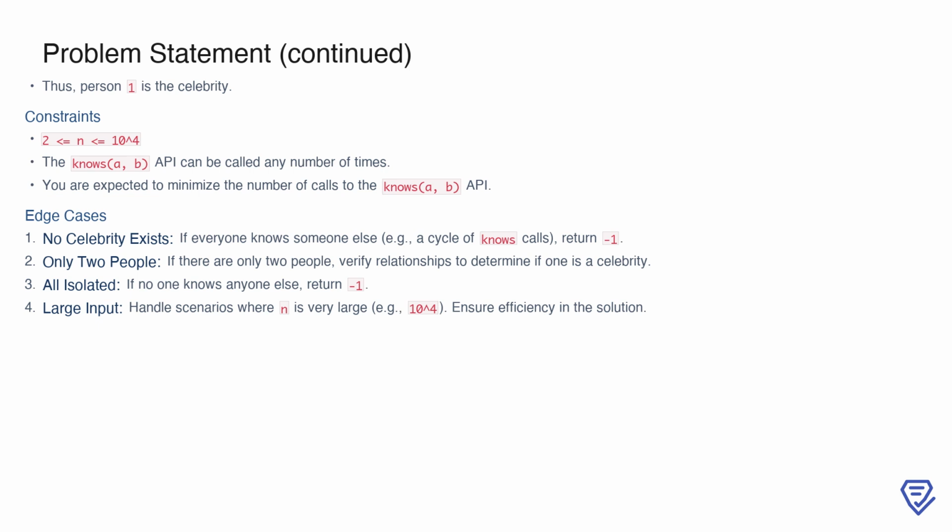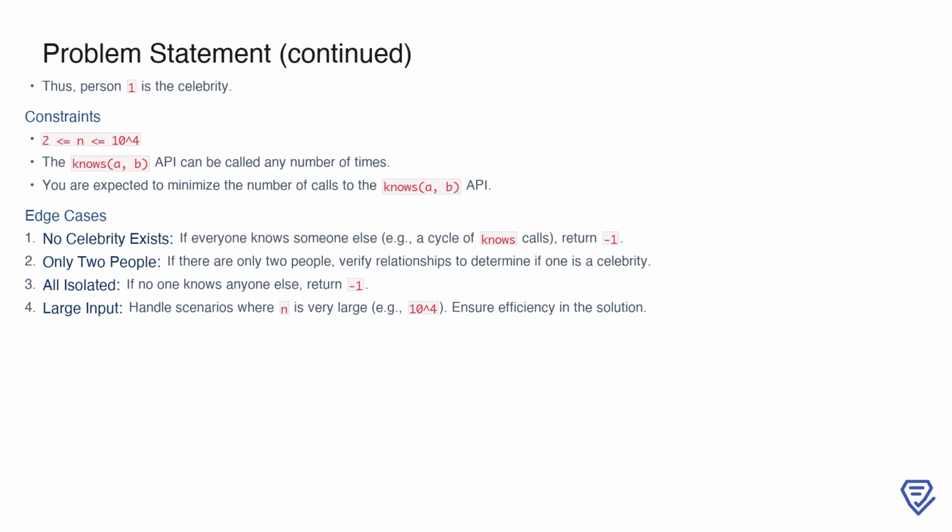This problem comes with some constraints that we need to consider. First, the number of people at the party can range from 2 to 10,000. The knows API can be called as many times as needed, but we want to minimize the number of calls to make our solution efficient.